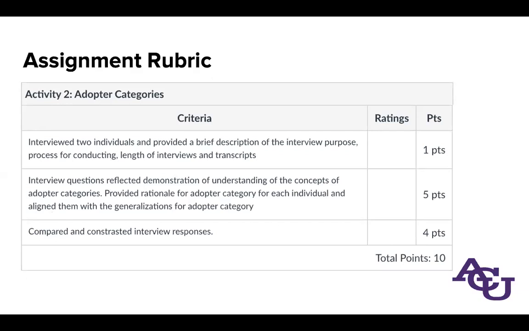And half the credit for this paper is that you should be providing the interview questions, and those interview questions you write should demonstrate that you understand the concepts of the adopter categories, that you provide a rationale for the categorization that you do, and align it with the generalizations for that category, and that another 40% of the points go for having a comparison and contrast of the interview responses.